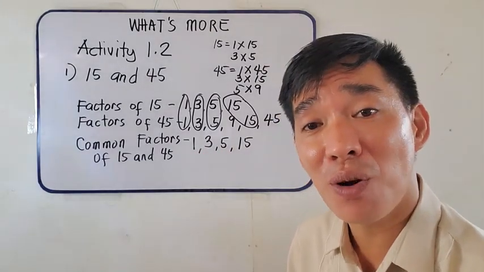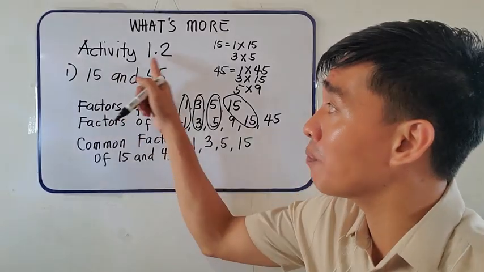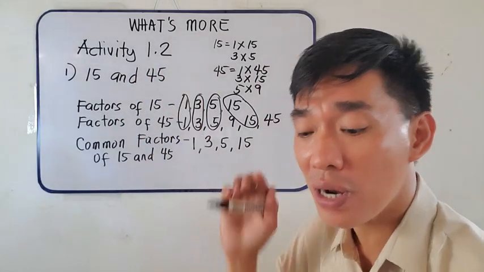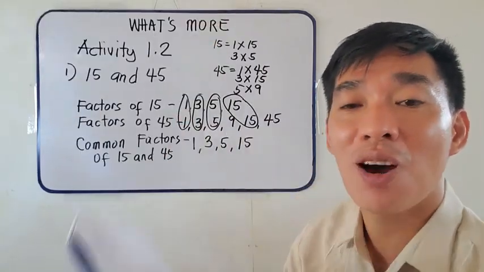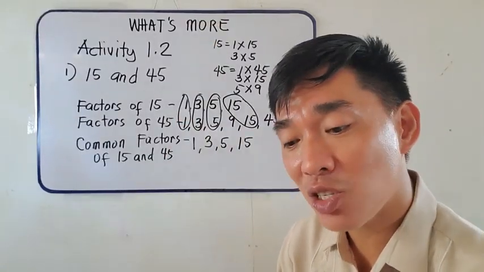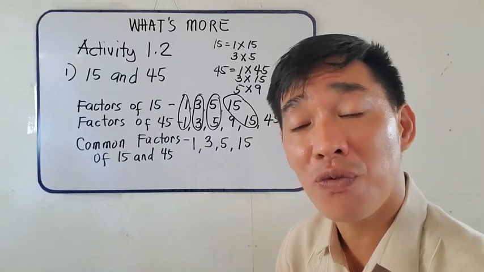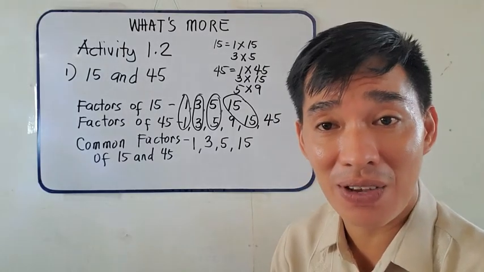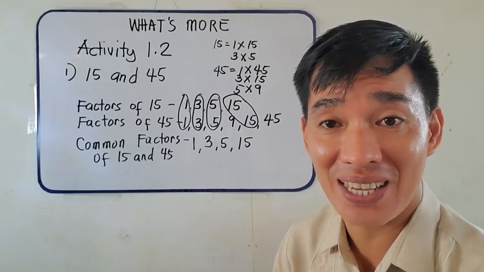And that's how you're supposed to answer your activity 1.2 of What's More. That is on page 5 of your module. So, all you have to do is answer items number 2, 3, 4, and 5. So, pause this video and answer your activity now.